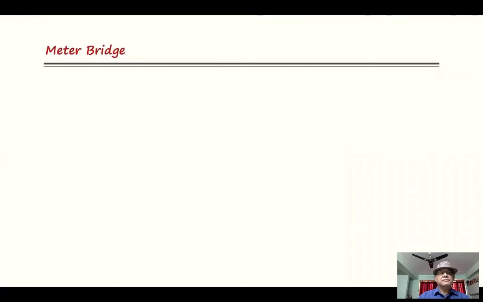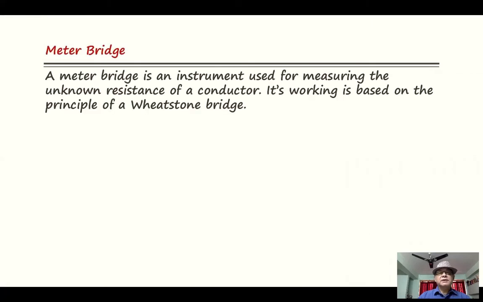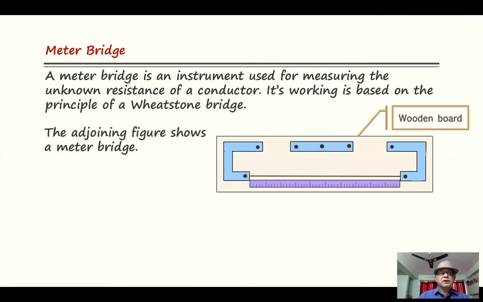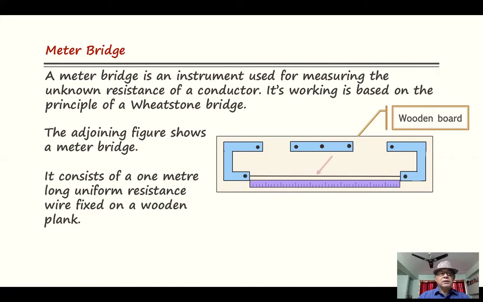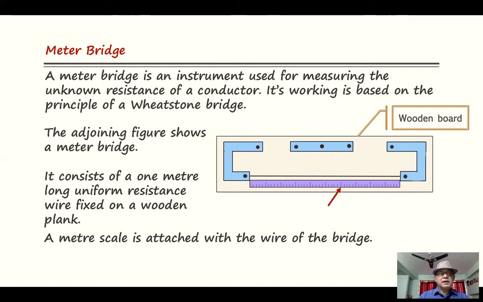Meter bridge. A meter bridge is an instrument used for measuring the unknown resistance of a conductor. Its working is based on the principle of a Wheatstone bridge. The adjoining figure shows a meter bridge. It consists of a 1 meter long uniform resistance wire fixed on a wooden plank. A meter scale is attached with the wire of the bridge.